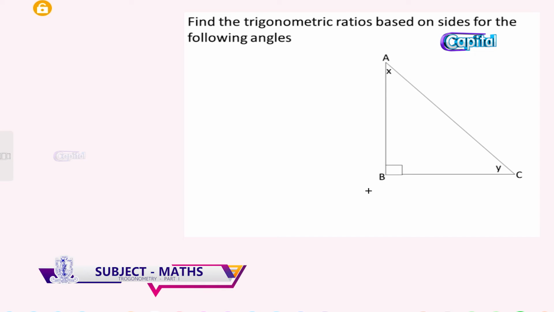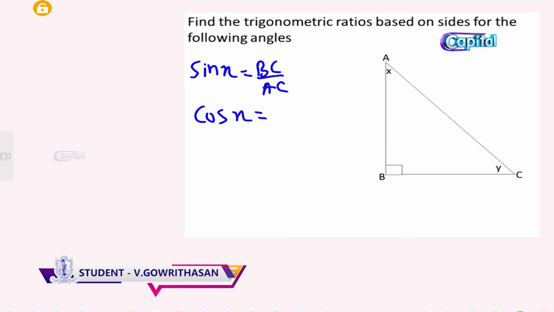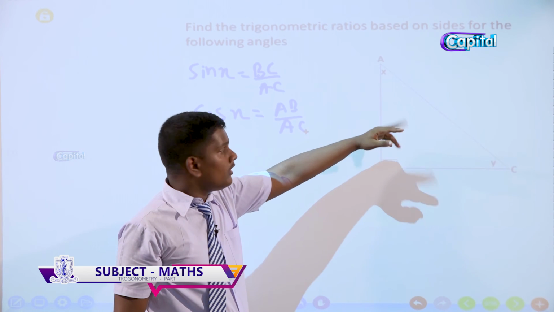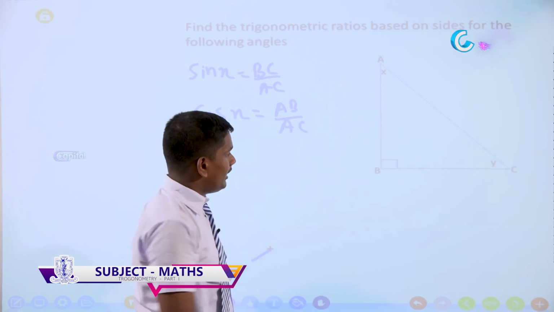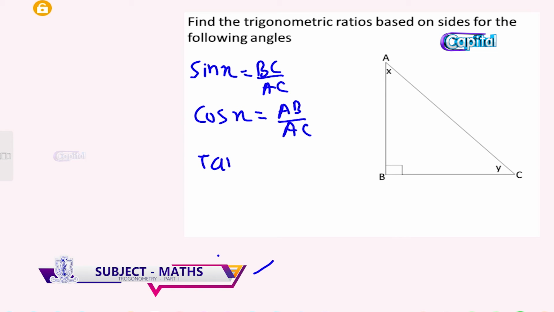So let's take this x. Sin x is equal to opposite side by hypotenuse, therefore opposite side BC, and the hypotenuse, the side opposite to the right angle, is AC. BC by AC. Let's write cos x. Cos means adjacent side by hypotenuse. Adjacent side of this angle x is AB and the hypotenuse AC. Let's find the tan value of x. Tan means opposite side by adjacent side. Opposite side of this angle x is BC and the adjacent side is AB. Therefore, tan x equals BC by AB.